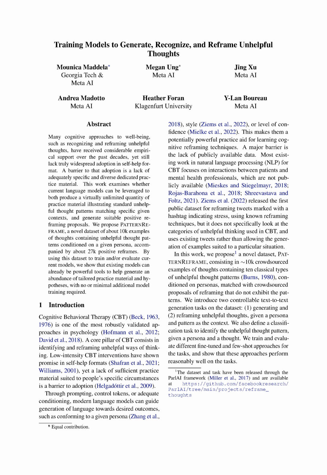Section Summary. Cognitive behavioral therapy, CBT, is a validated approach in psychology that focuses on identifying and reframing unhelpful ways of thinking. However, the lack of publicly available data and practice material tailored to individual circumstances has hindered its adoption. To address this, we introduce a dataset called PatternReframe, consisting of 10,000 examples of unhelpful thoughts and their reframing proposals, conditioned on personas and specific patterns. We also propose text-to-text generation and classification tasks on this dataset, and demonstrate that fine-tuned and few-shot approaches perform well in these tasks.